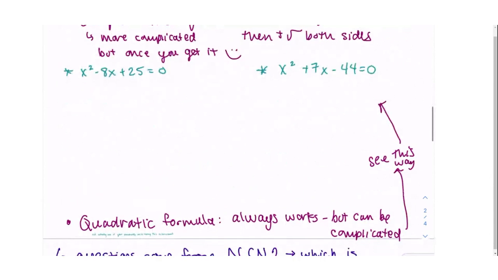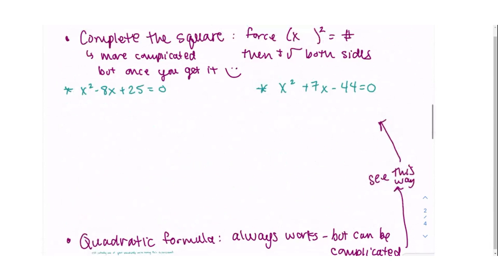The last way is completing the square. What that says is we want to force it to look like something squared. We know that it's supposed to be, and so we're going to force it to be. Hold on a second.